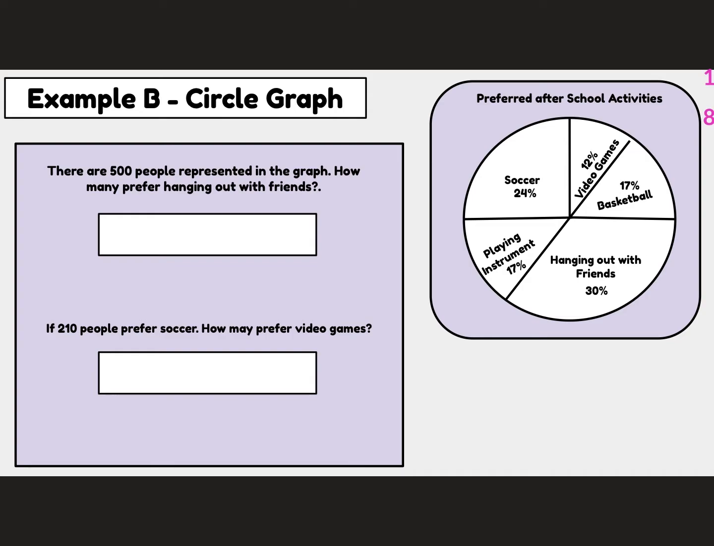So we can see here in our graph the number of people that prefer hanging out with friends is 30%. But that doesn't tell me how many people out of 500. So I can do this a couple ways. I can make a decimal.